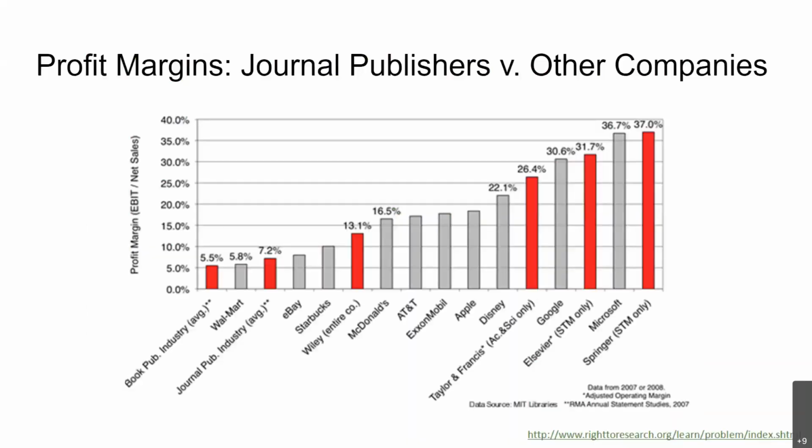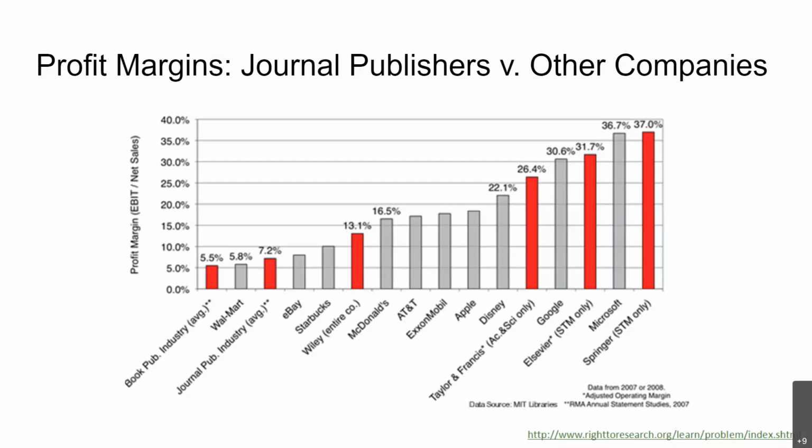So another chart to give you some context, journal publishers versus other companies. This is an older chart, from 2007. The reason I put it up here is just to show you that this is a long-trending issue. This isn't something that's just developed in the last few years. This is something that's been going on for quite a while.